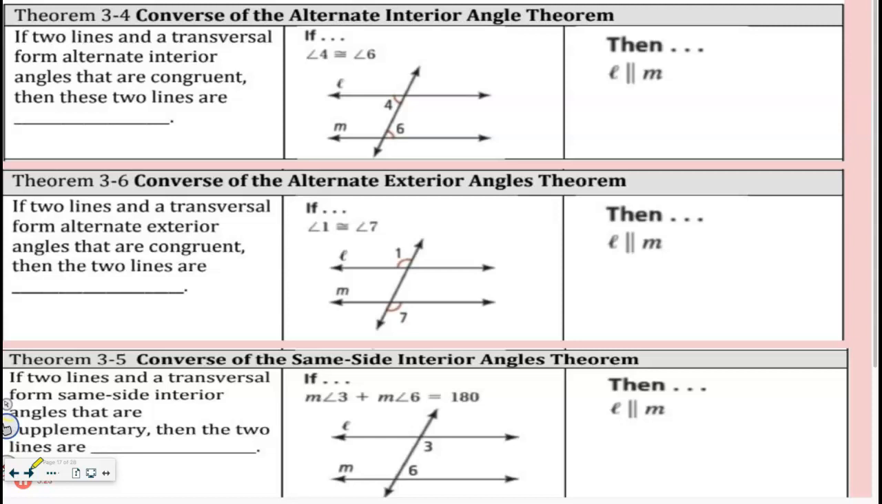Yesterday it said the lines are parallel, so this happens. Now the lines are parallel. So take a look at this guy. If two lines and a transversal form alternate interior, go ahead and box that word in, that are congruent. If you can get alternate interior to be the same measure, you might want to put a little equal under there if that word stumps you sometimes, you get to say the lines are parallel.